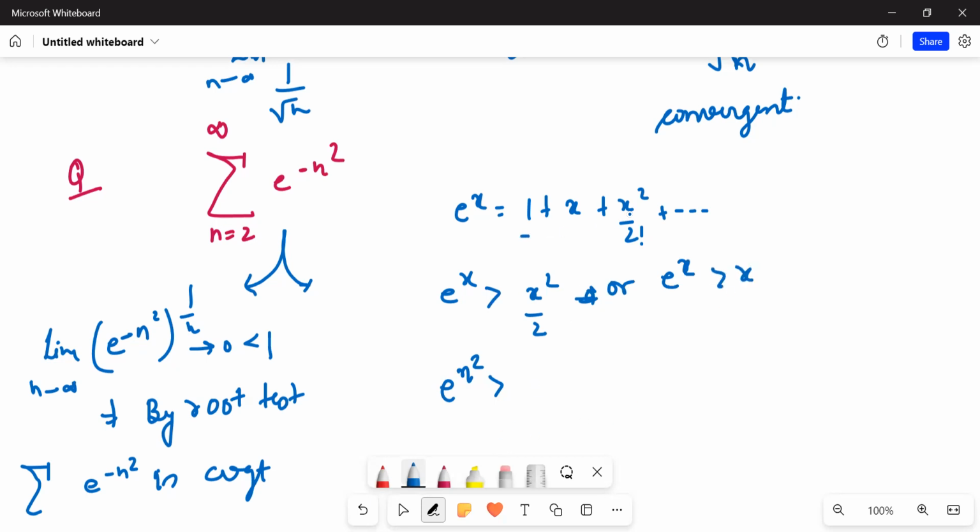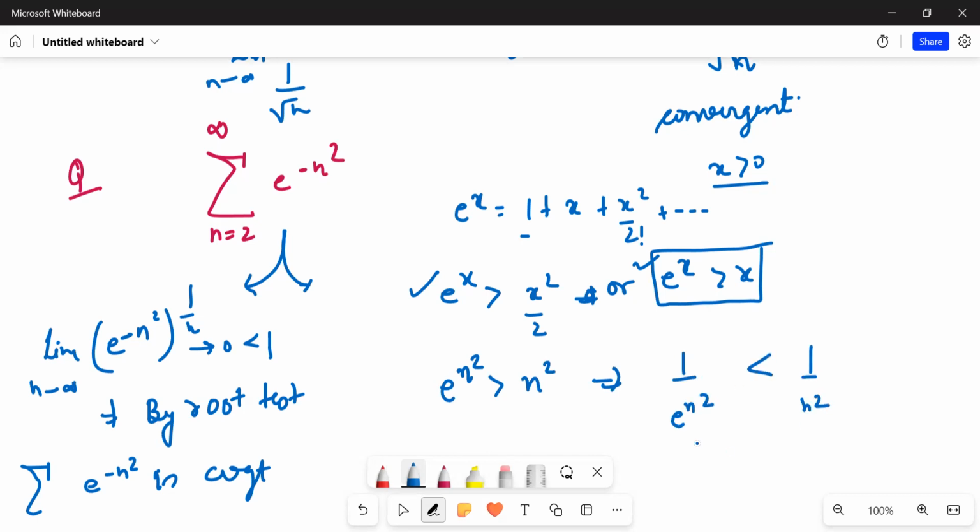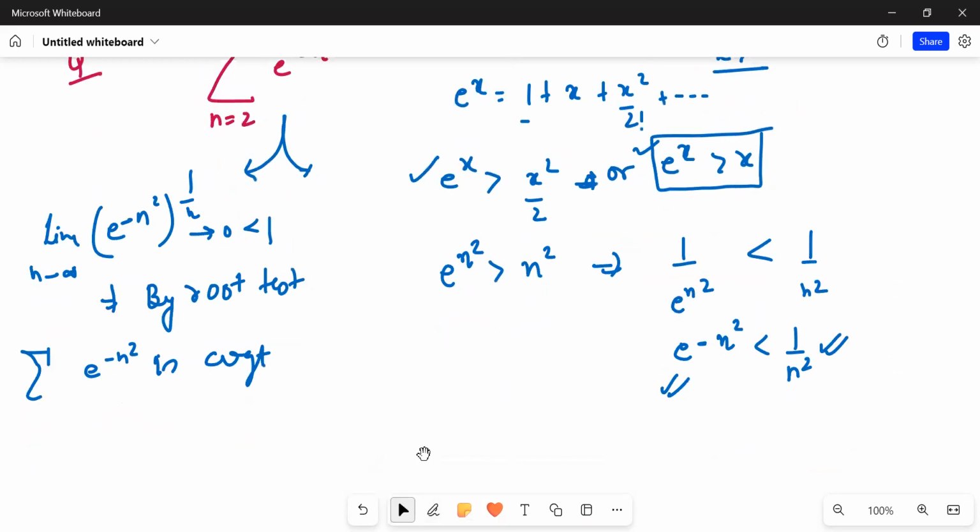See, these are all getting added. If x is greater than 0, then I can use either this or this, so it is better to use this. So e raised to power x is always greater than x. It implies that e raised to power n square is always greater than n square, and 1 upon e raised to power n square will be less than 1 upon n square. Or in other words, e raised to power minus n square is less than 1 upon n square.